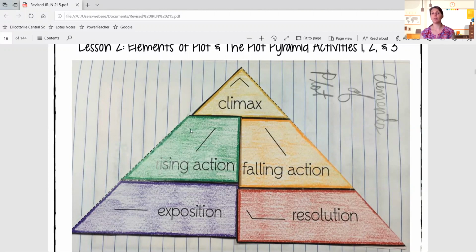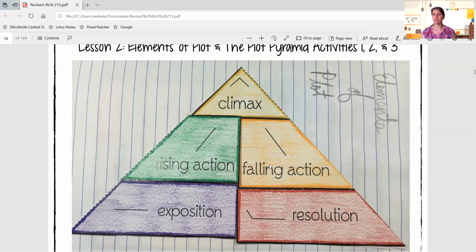And then we get to the top of the pyramid and we have the climax. This is our highest point of interest. It's also considered to be the turning point. So it's the point where, all right, we had all of these problems and then this main exciting event changes everything for our main character, and all of a sudden we can start to work towards the resolution.